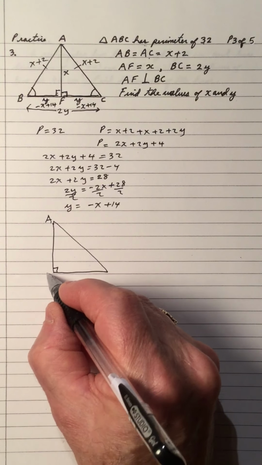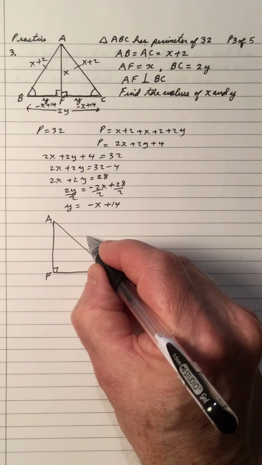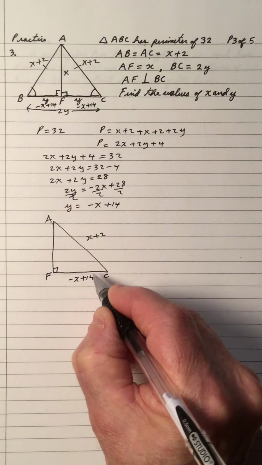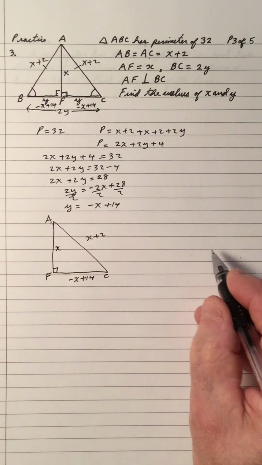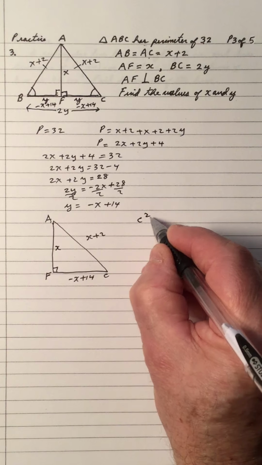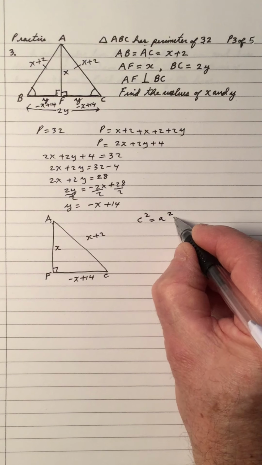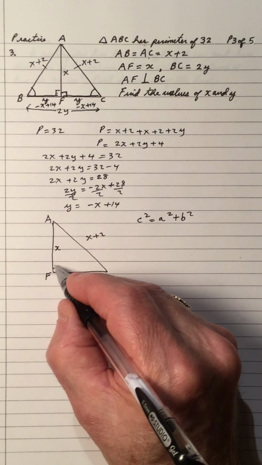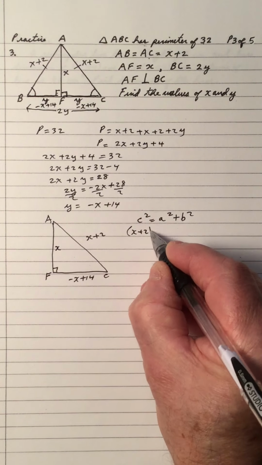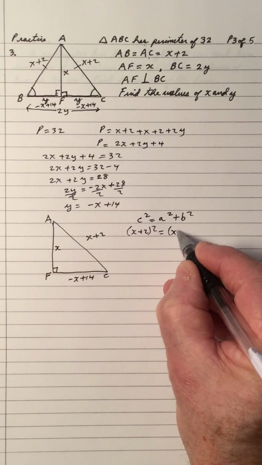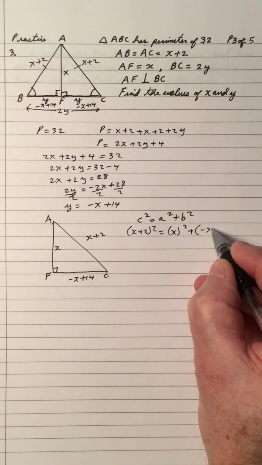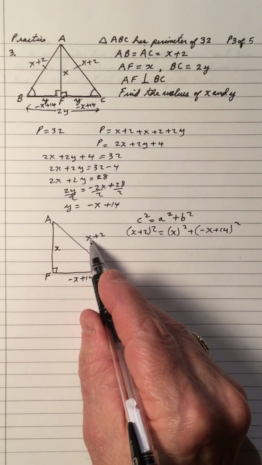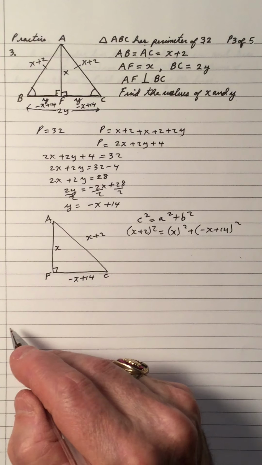Let's take the triangle AFC. This is x plus 2. This is negative x plus 14. And this side is x. And we know, or should know, that c squared equals a squared plus b squared, the Pythagorean property of a right triangle. The hypotenuse is opposite the right angle, so that's (x plus 2) squared. A is the x, and b is negative x plus 14, squared. So that's c, and that's the a, and that's the b.